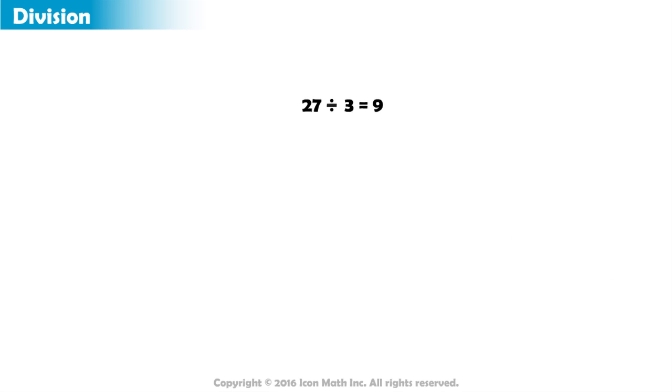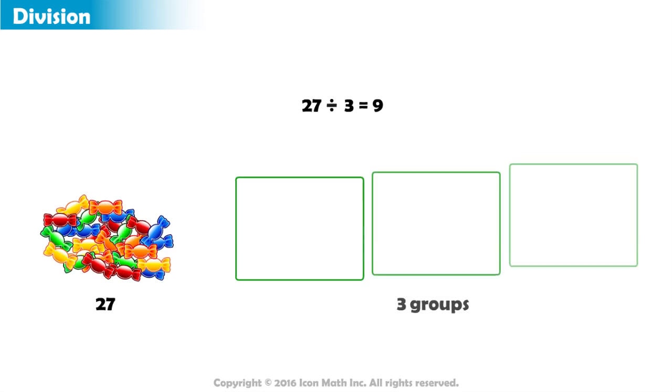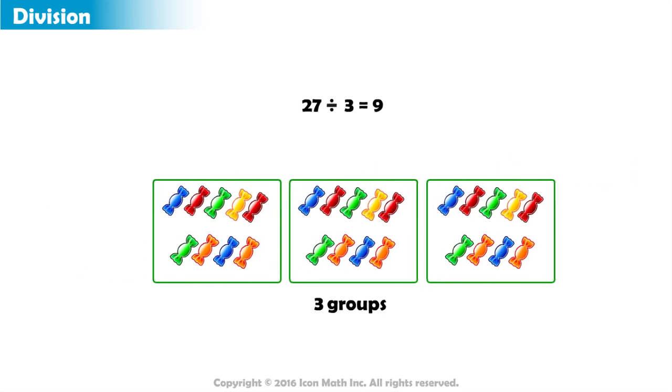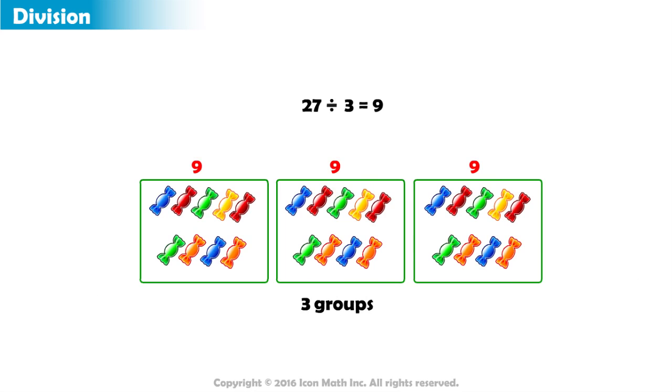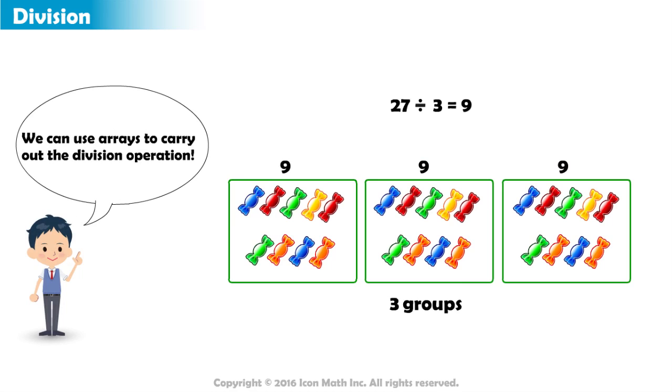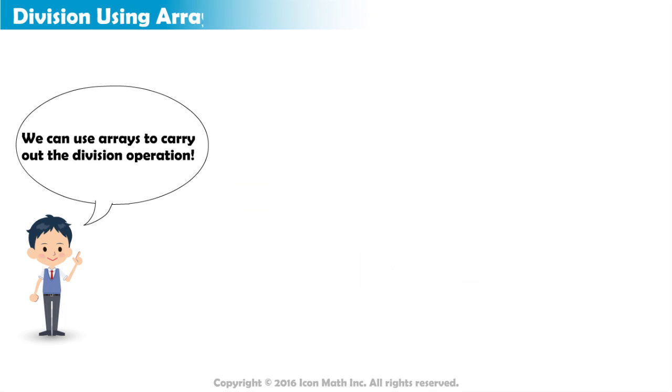When talking about having 27 divided into 3 equal groups, 9 is the number of objects in each of the 3 groups. We can also use arrays to carry out a division operation. Arrays are very useful for doing division when we are given numbers to divide, such as 24 divided by 3. We want to find the unknown quotient, symbolized with a question mark.